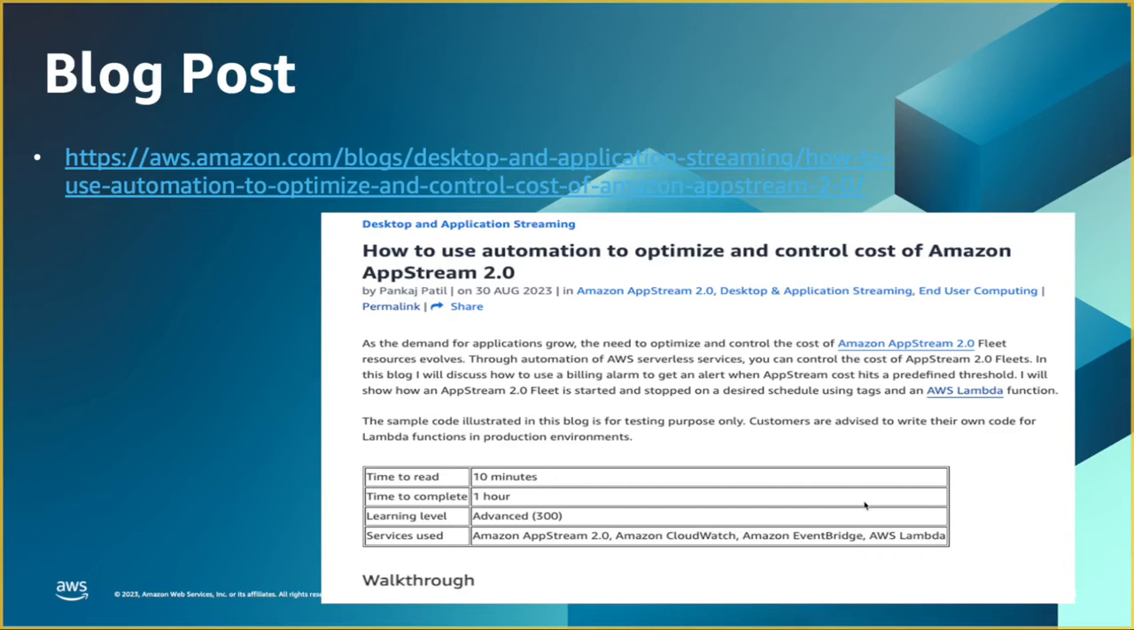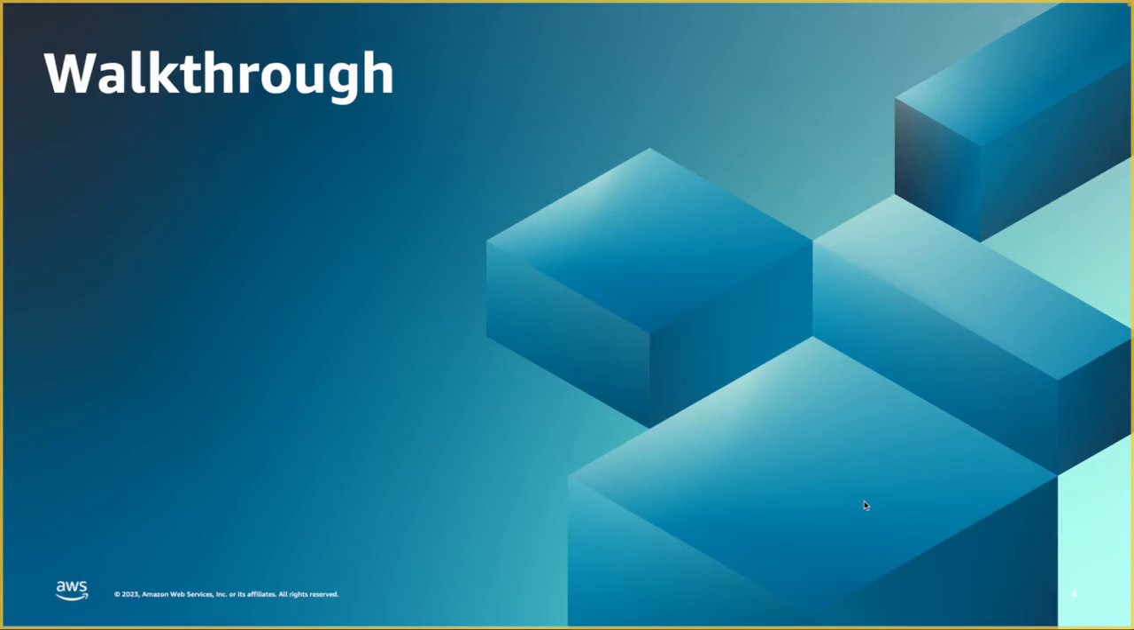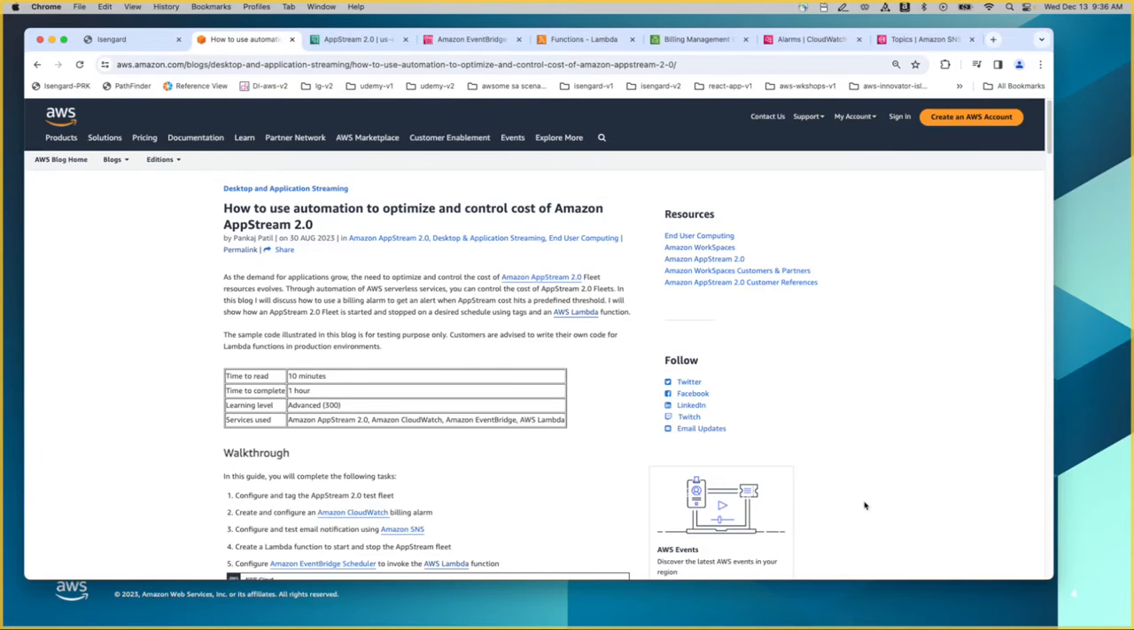This blog post was authored by one of our colleagues a couple of months ago, and I will be using this as a reference to show this in action in the AWS Management Console. In the walkthrough, I'll take a few minutes to go through the blog post in a summarized form and then switch to the console to show the different elements. So this is the blog post that I was referring to. I'll put this link in the description section as well for your consumption.